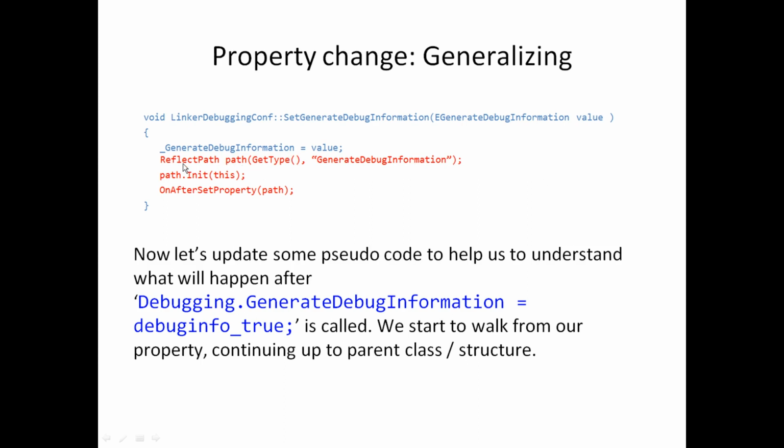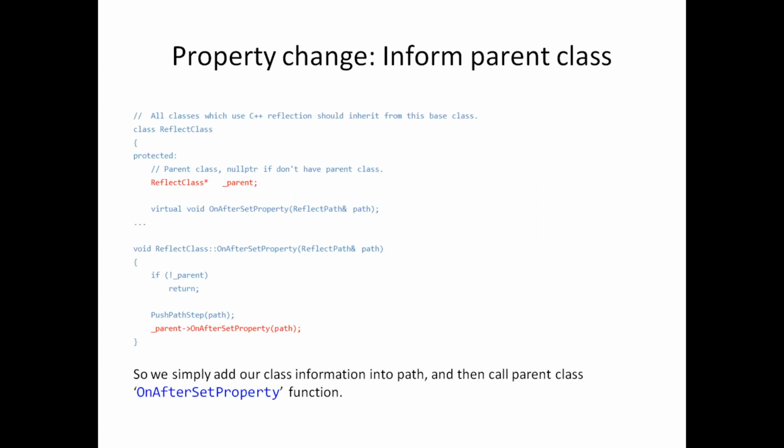parent. And it could be done so that we create an instance of reflect path, provide its type, property name, and also the pointer itself, and then we call on after set property, which will continue further to the parent class. In reflect class we have additional information about its parent class, and if it's the topmost class instance, then that will be set to null, so it does not have any parent.